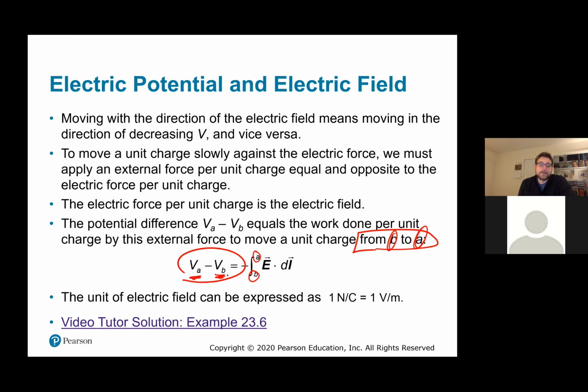So, in order for the dimensions to work out, the left-hand side has the dimensions of volts. The right-hand side has the dimensions of electric field, newtons per coulomb, because force per charge, times meters. So we could also equate newtons per coulomb electric field to volts per meter if we divide both sides by m.